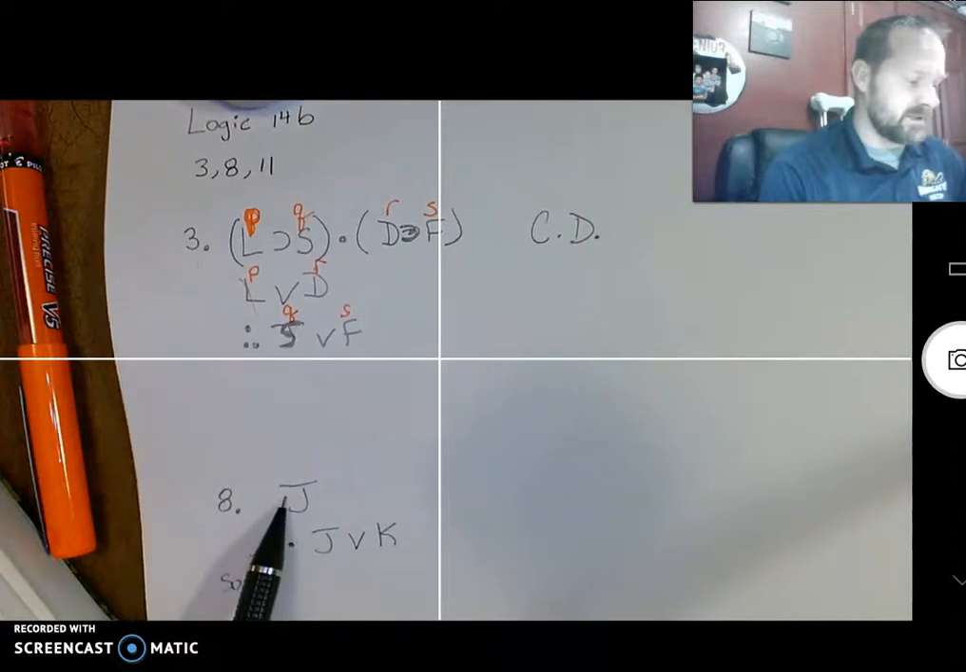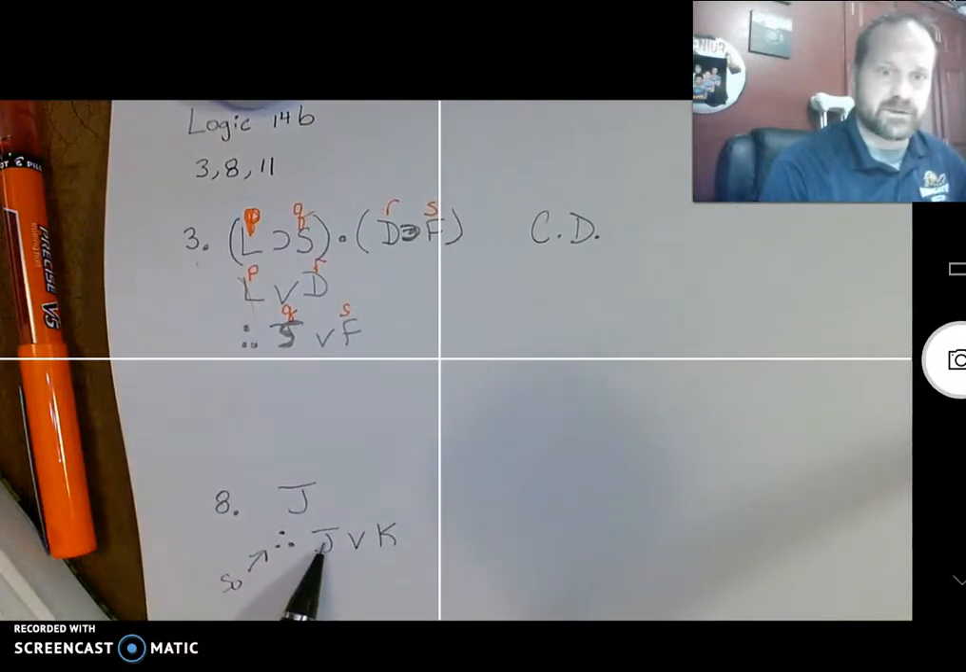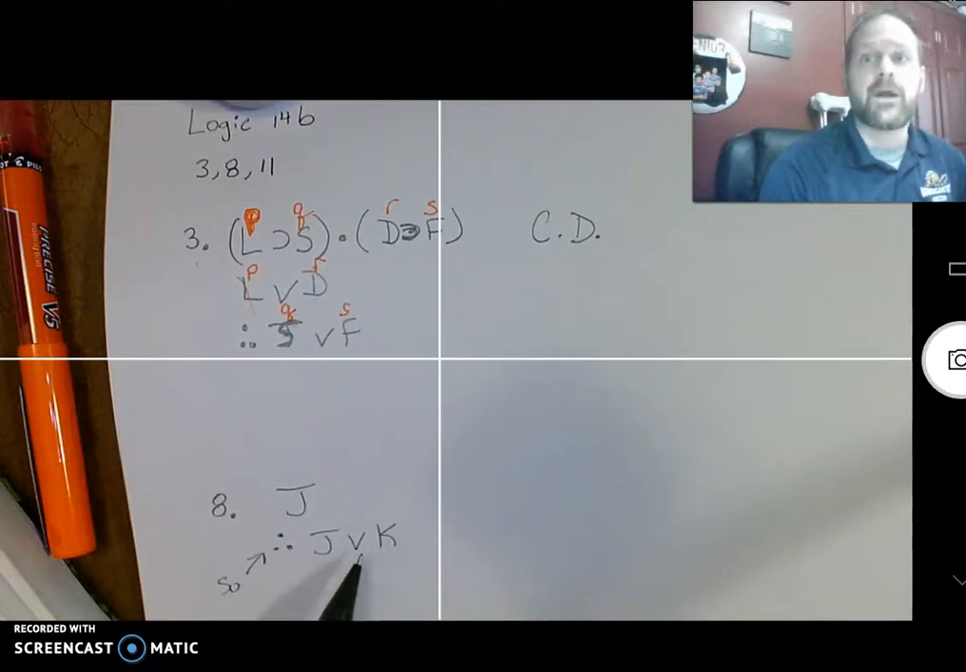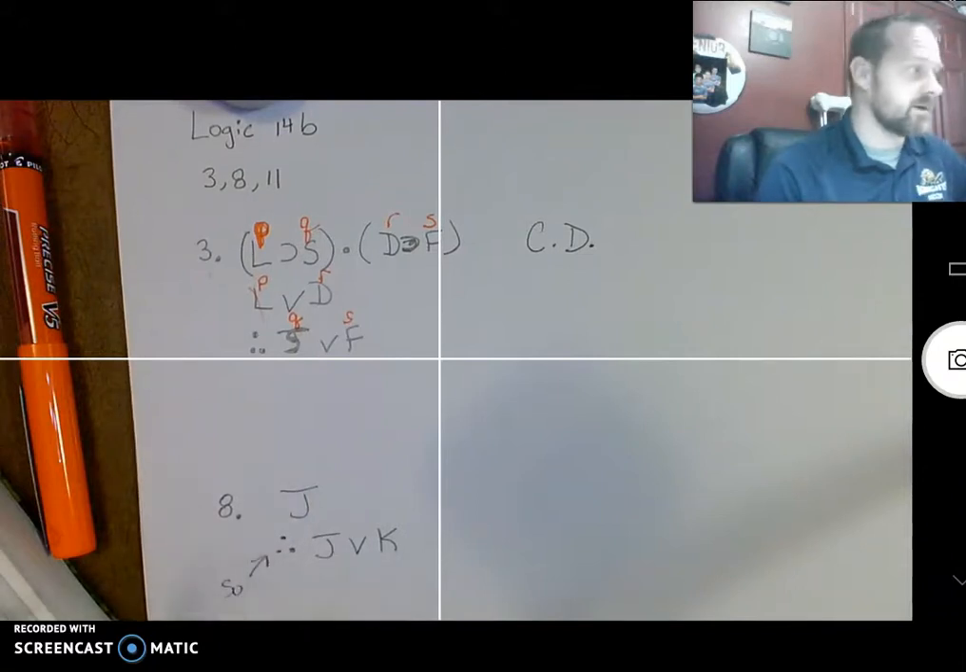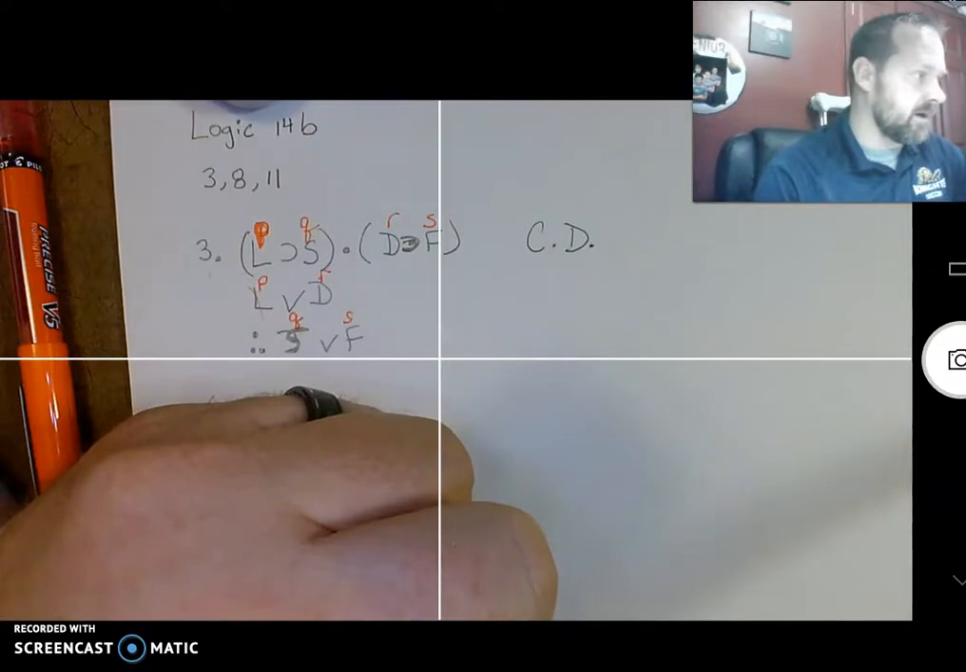But here we can see Judas betrayed Christ, or Judas betrayed Christ or he killed himself. So how do we get this from there? How do we go from straight there to there? This one is going to be our addition.